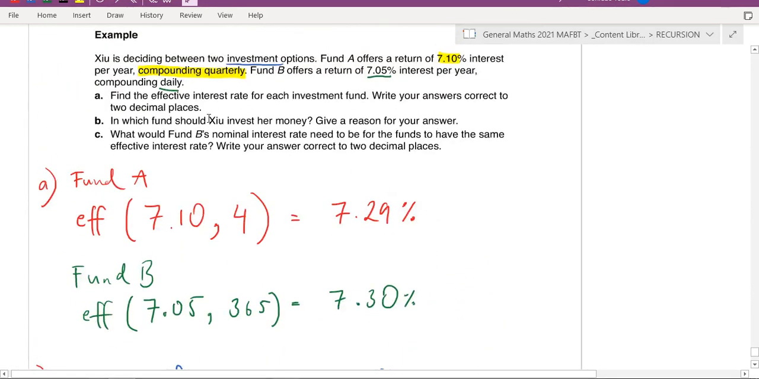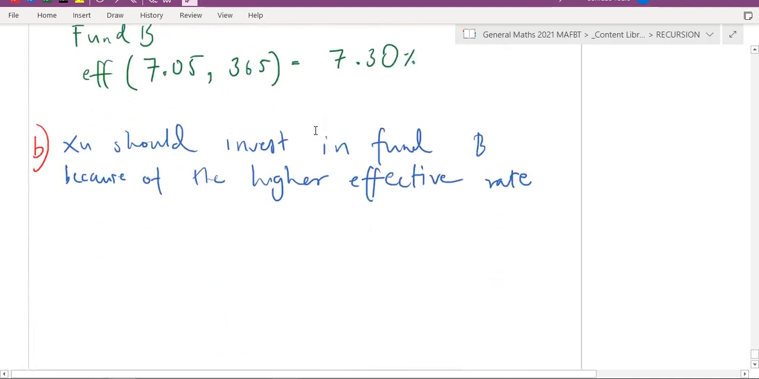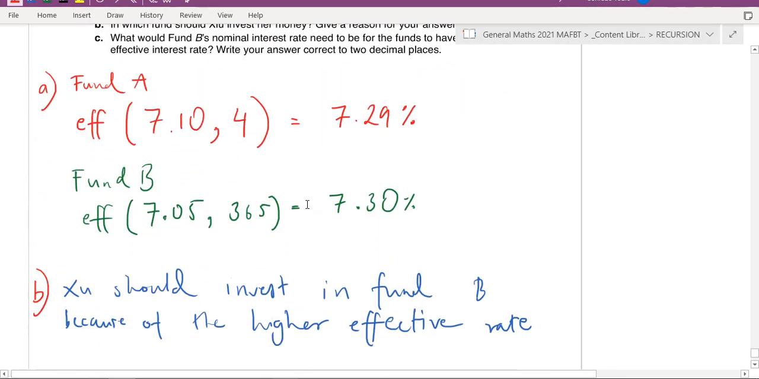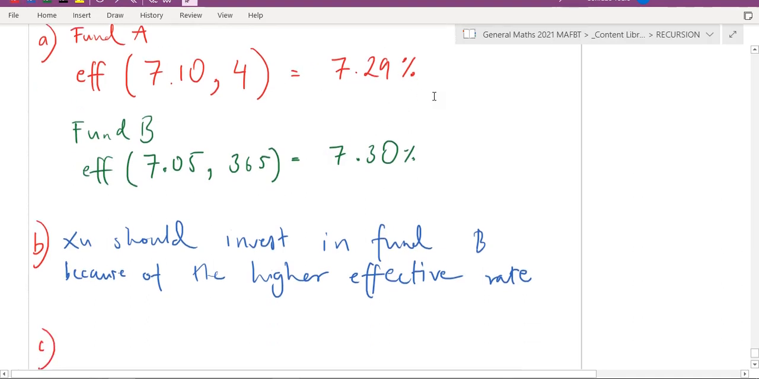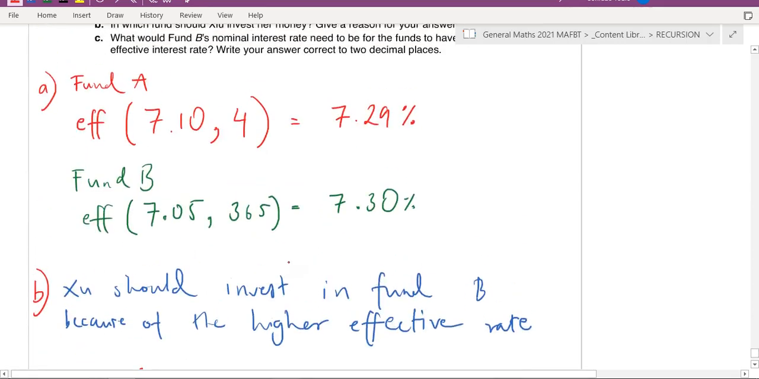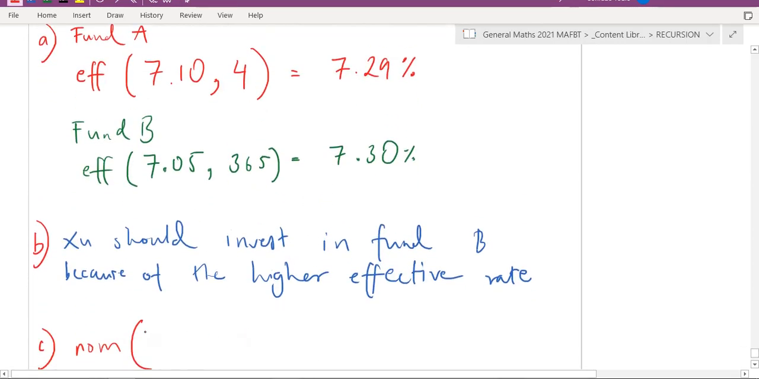Part C, what would Fund B's nominal interest rate need to be for the funds to have the same interest rate? Write your answer to 2 decimal places. So this question here is similar to the other one. We want to find the nominal rate for Fund B if it had the same effective as Fund A. So we want to have the same effective as 7.29. This is for Fund B, 7.29, but the number of compounds is still 365. So that doesn't change.